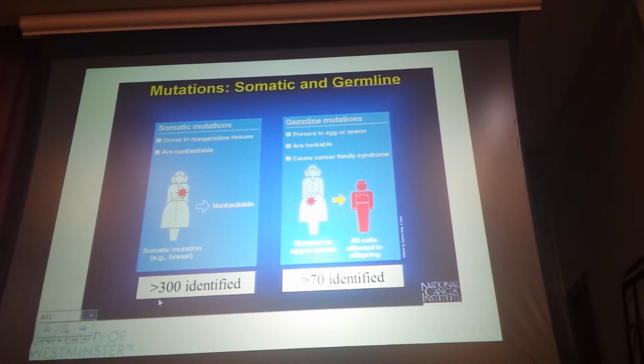As opposed to that, you can have a germline mutation. So it's a mutation that is present in the eggs or in the sperm, and you will transmit that to your offspring, and that causes cancer to be in families. So it's a family syndrome. And then all of your offspring, there will be a 50% chance of inheriting the mutation.